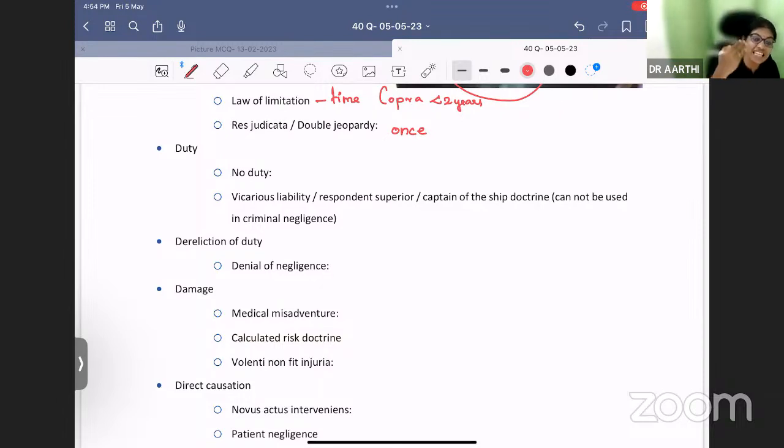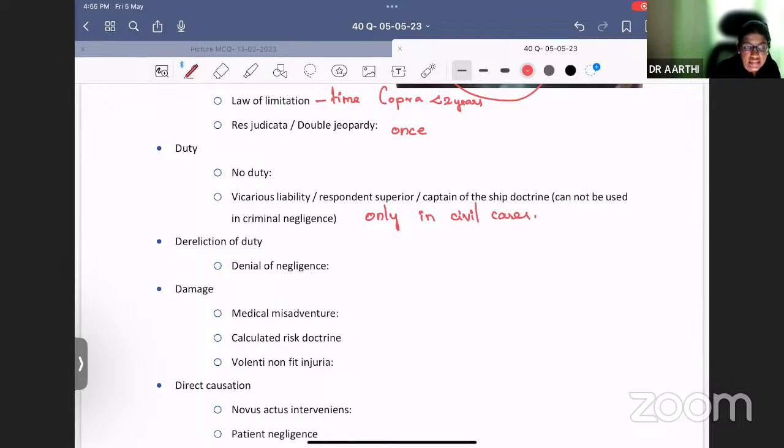Next, vicarious liability. Liability means the superior person takes up the responsibility. Respondeat superior. Captain of the ship doctrine. It can be used only in civil cases. Okay? Only in civil cases.